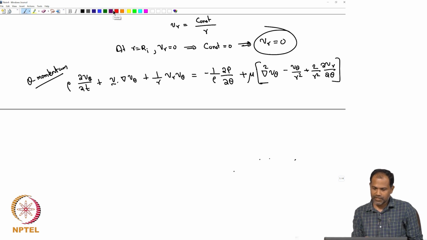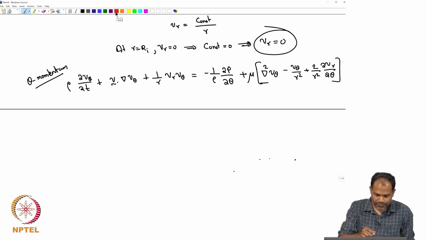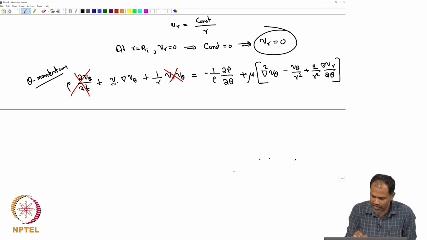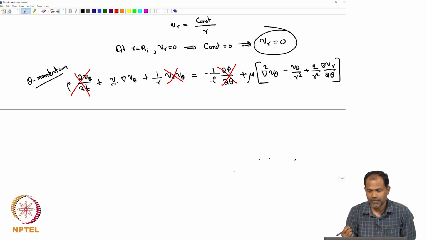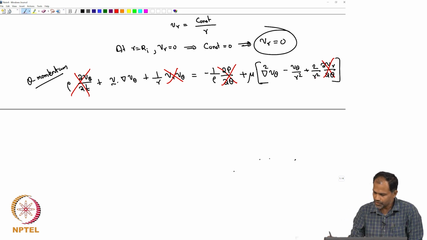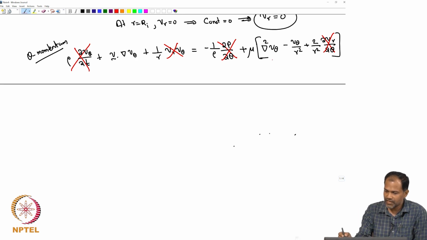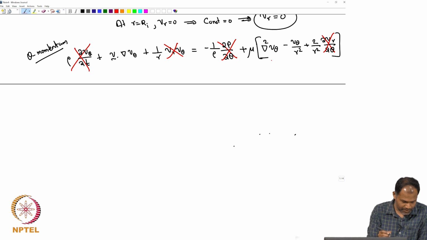So, the quantities that are not needed: we have the unsteady term, okay. We have v dot grad v theta, where we need to check; V r is 0; dou p by dou theta is 0, because we are assuming that del by del theta of any quantity is 0, and this is also 0. We need to further investigate what is v dot grad v theta and what is del square v theta.